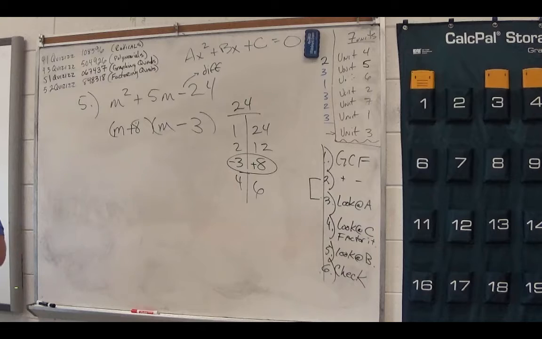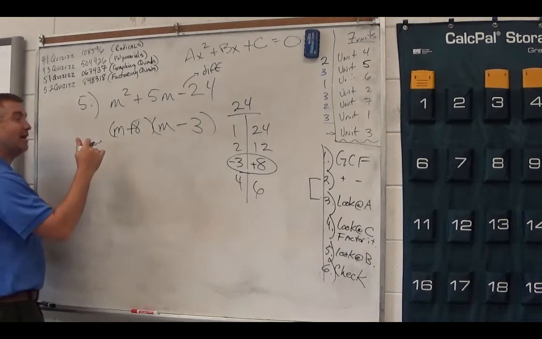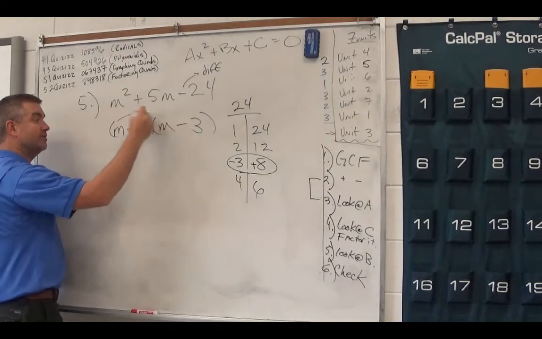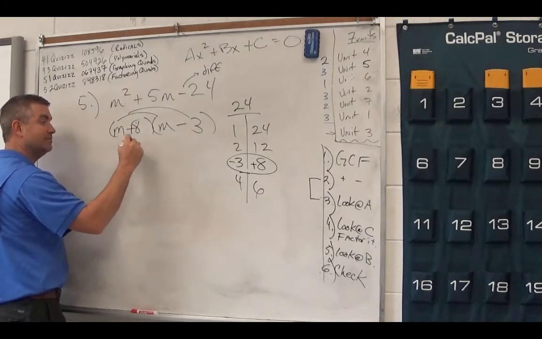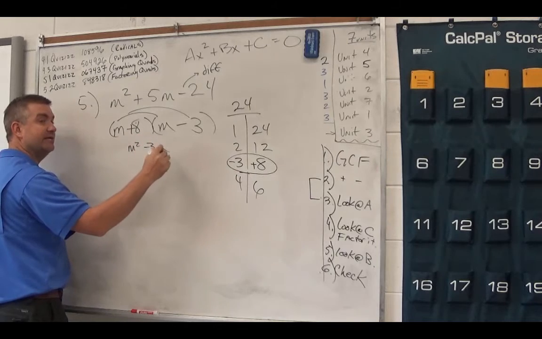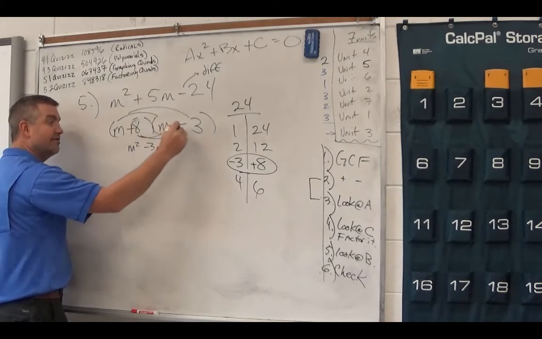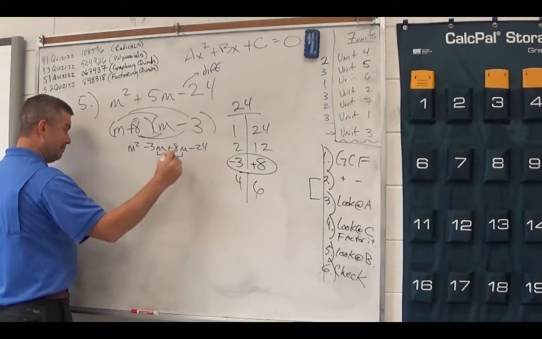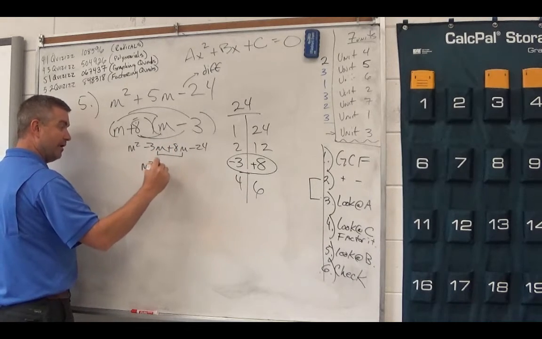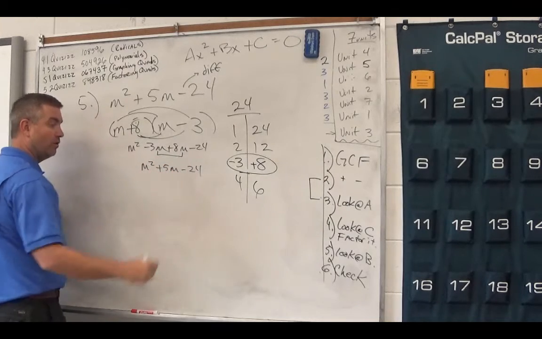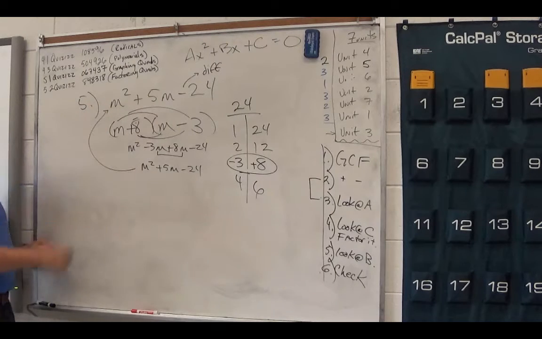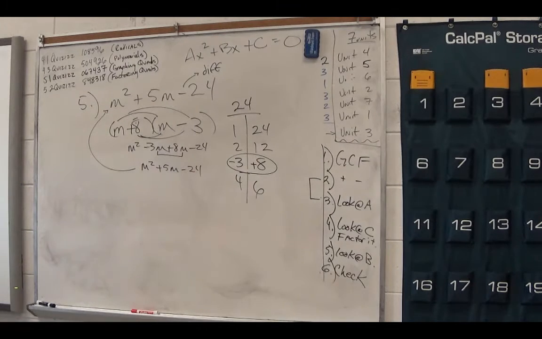Okay, last step. What should we do? Check. How do we check this? Not solve. Distribute. There and there. M times M is M squared. M times negative 3 is negative 3m. 8. Distribute. There and there. Positive 8m minus 24. Combine like terms and I get m squared plus 5m minus 24. Is that what I started off with? Yes. Then I know I've factored it correctly. Okay, I know that I've factored it correctly.